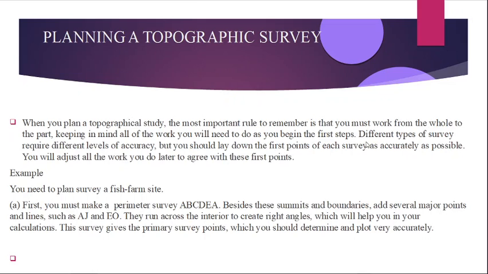Now different types of survey require different levels of accuracy, but if you lay down the first point of each survey carefully, then higher accuracy is possible. You will adjust all the work you do later to agree with these first points. For example, you need to plan a survey of a fish farm site. For that, what do we have to do? At first, you must make a perimeter survey, that is ABCDA.